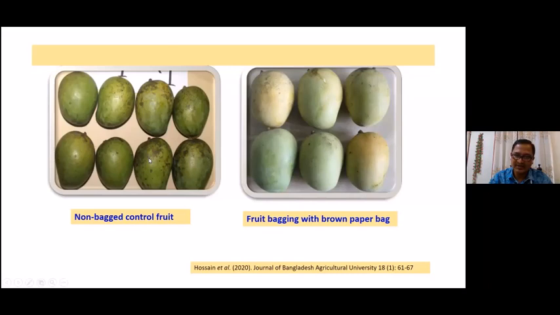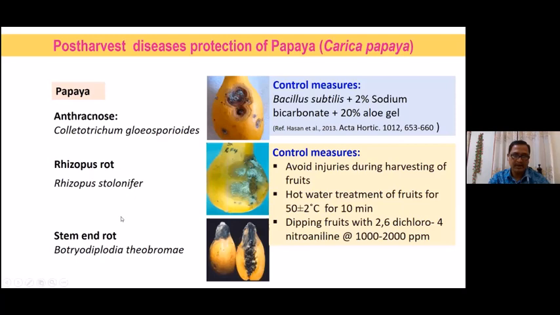Then another important crop is papaya, and it is also affected by various organisms in storage. Among these, anthracnose, rhizopus rot, and stem-end rot, this sort of pathogen severely impacts papaya after harvesting. So we need to be careful when harvesting the fruits, so that there is no injury. If there is no injury, then infection will be lower. And after harvesting, we may need to dip the fruits in hot water.